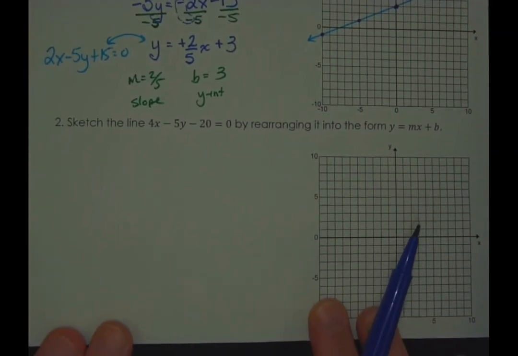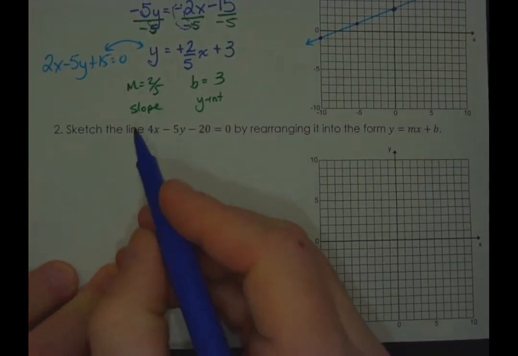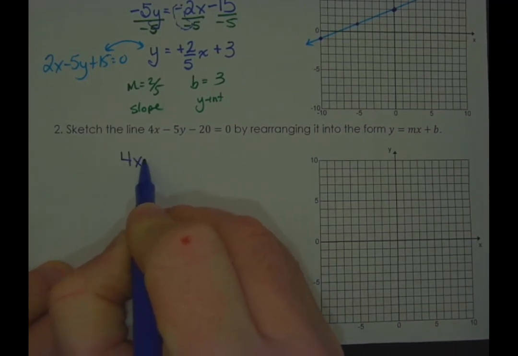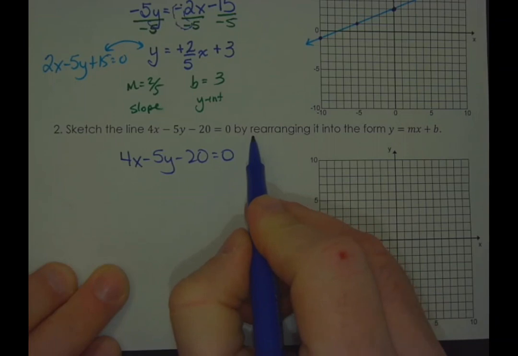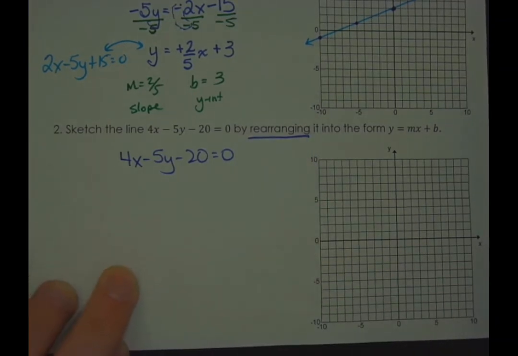So what I want you to do is take 4x - 5y - 20 = 0. I want you to try to rearrange it so that it's in slope-intercept form. You try it, push pause, give it a try.